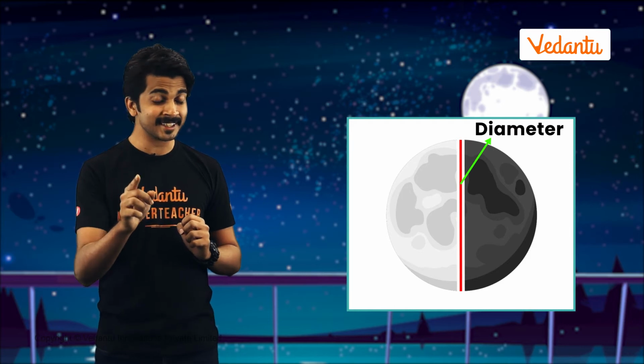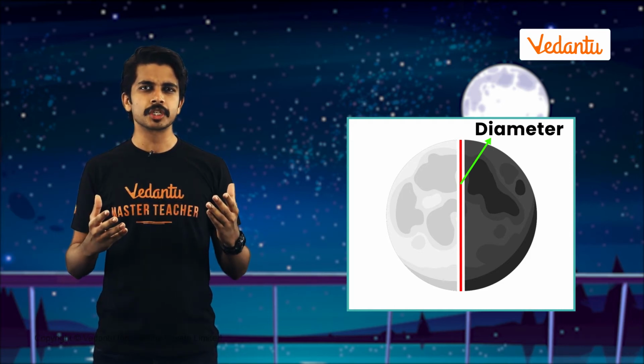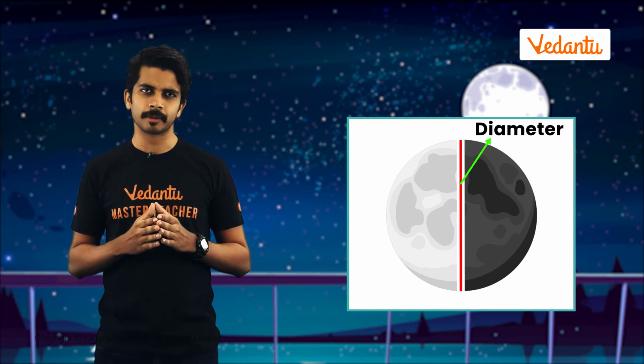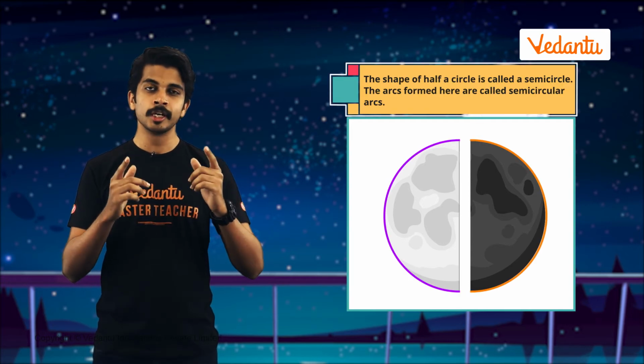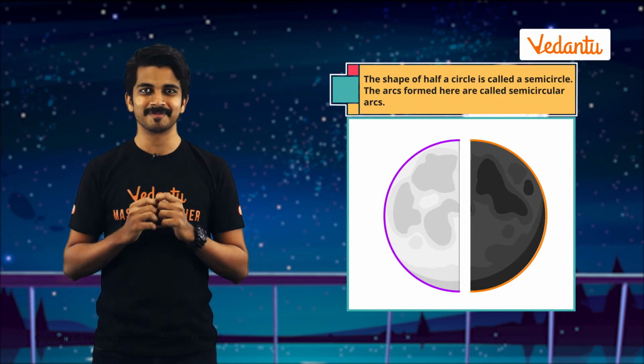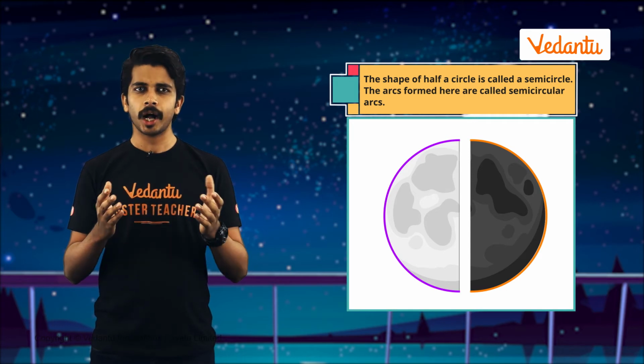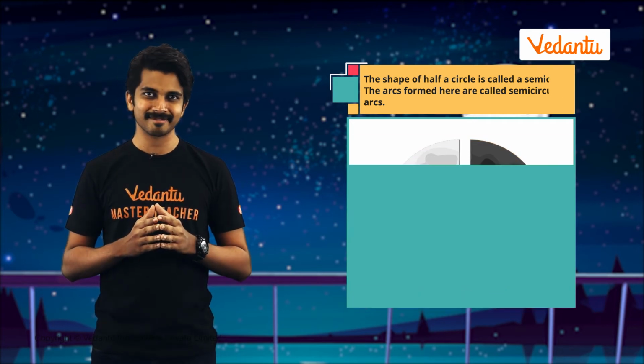Now it seems to be divided in two equal parts by a chord. This chord is the longest chord of the circle, that is the diameter. But now how will we distinguish between a major and a minor segment? Well, both the segments represent equal regions, and if you look at them closely, they are half of a circle. The shape of half a circle is called a semicircle, and the arcs formed here are called semicircular arcs.